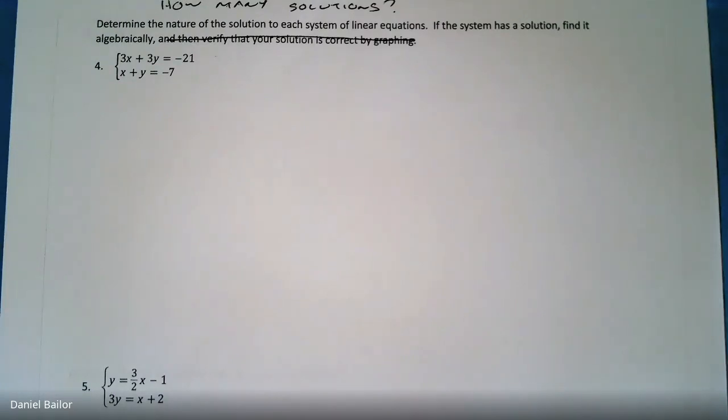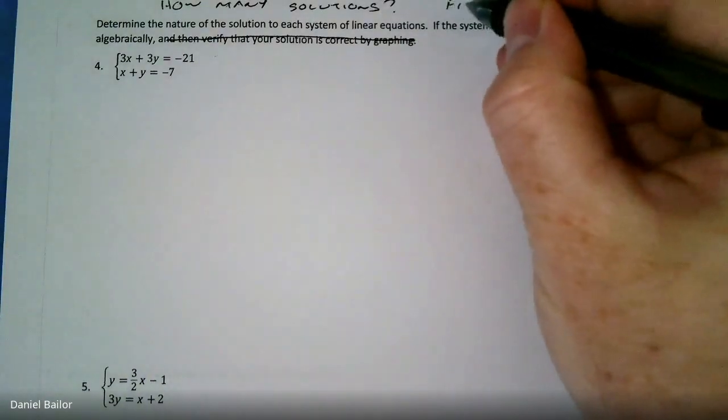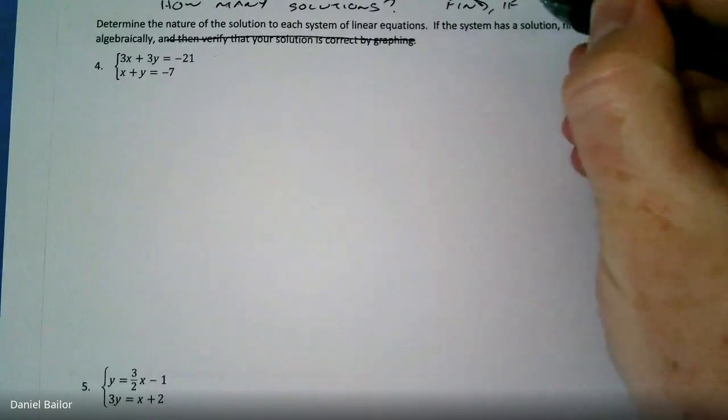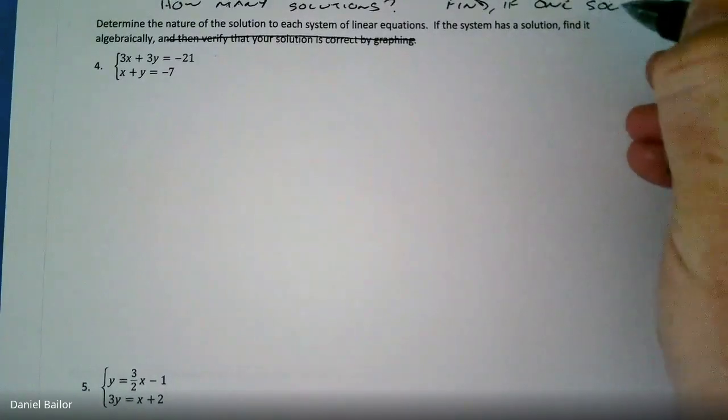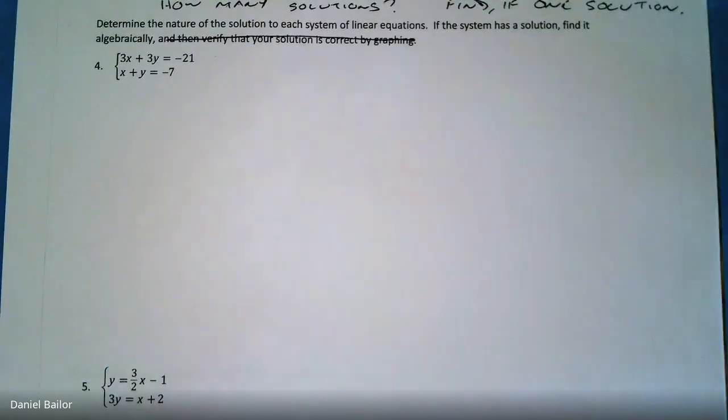But remember, I could still ask you on a quiz or a test to do both. You need to be able to find graphing solutions and substitution method solutions. So make sure you know how to do both. So how many solutions, and then find it if there is only one solution. So how many solutions, and then find it if there is only one.